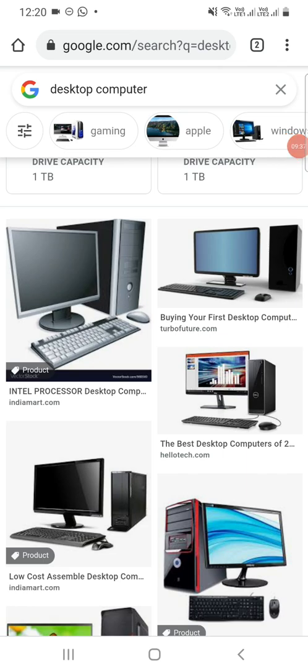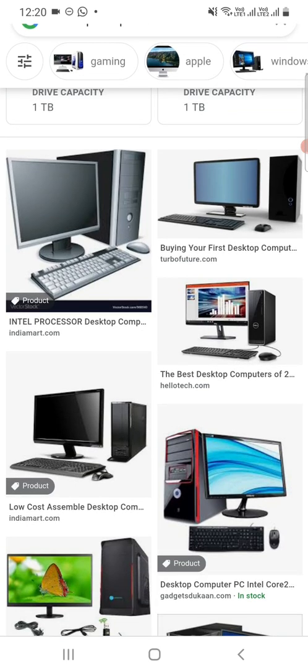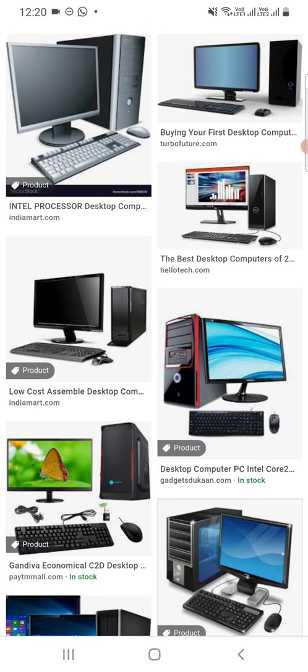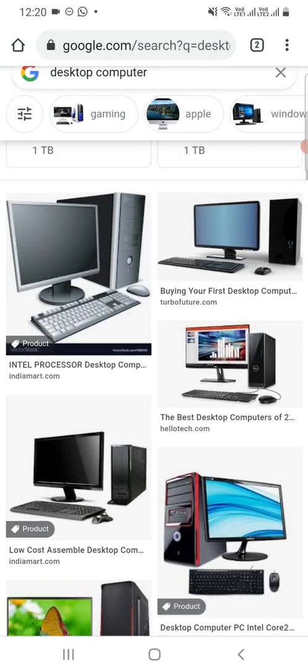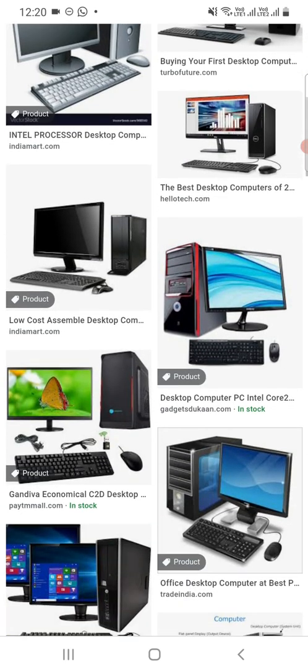You can see there are so many images. Those are the images of desktop computers. So there is a monitor and CPU and a mouse and a keyboard. So all these machines are desktop computers. This TV-like screen is called a monitor. So this is our desktop computer.